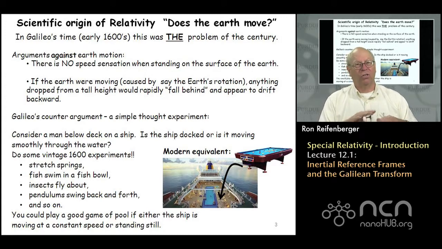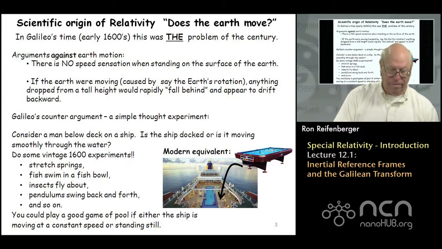If the ship starts to change its velocity, though, during the time that the ship is changing its velocity, you're going to have all kinds of weird effects occurring on the pool table. The balls will actually start to jiggle around and move just because they're going to experience an acceleration due to the change in the velocity of the ship.